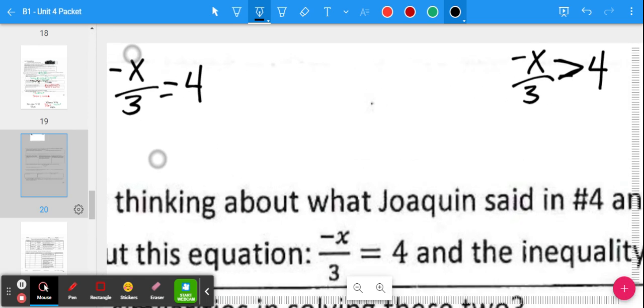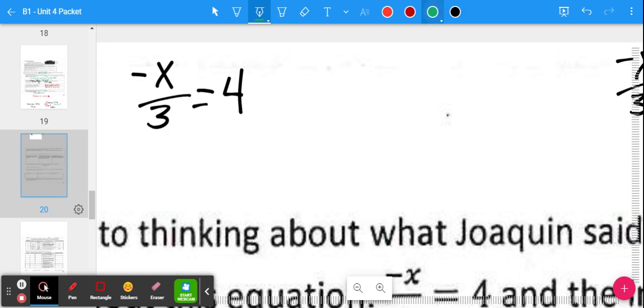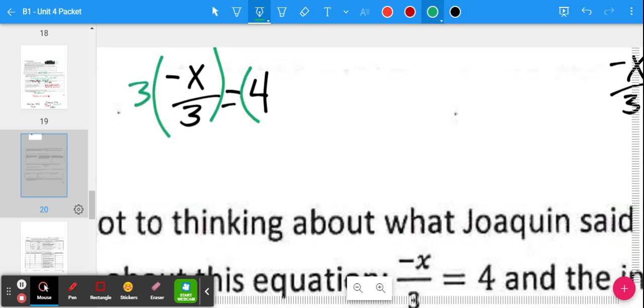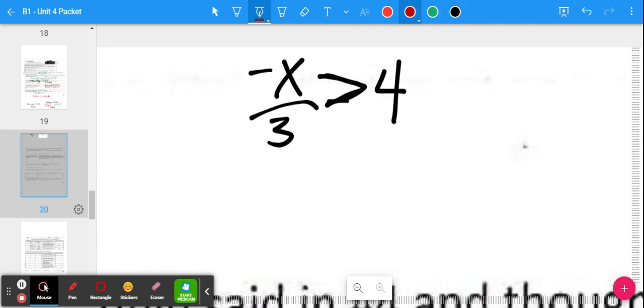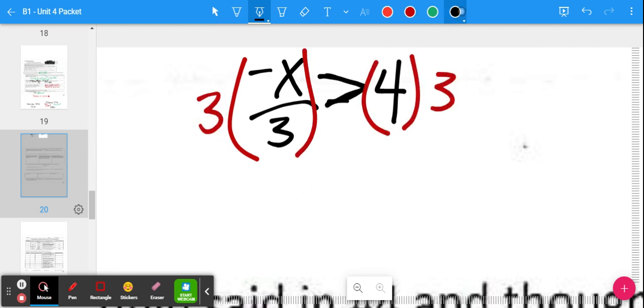So the very first thing we need to do on the equation is multiply by 3, because we have to get that 3 off the denominator. And we're left with negative x equals 12. The first step on the inequality is also to multiply by 3, because we have to get it out of the denominator. So we're left with negative x is greater than 12.